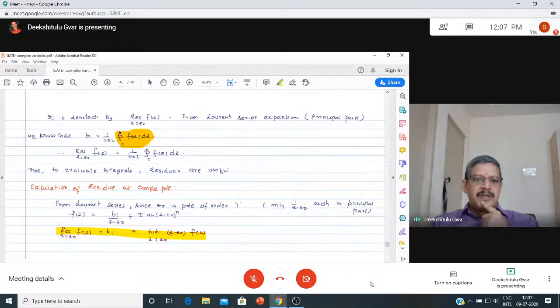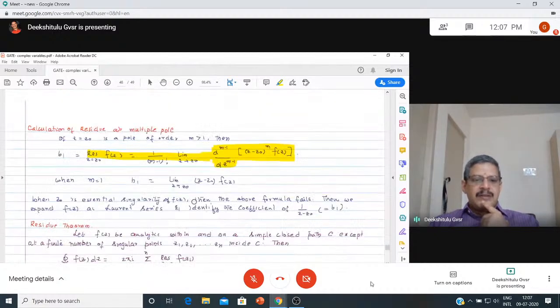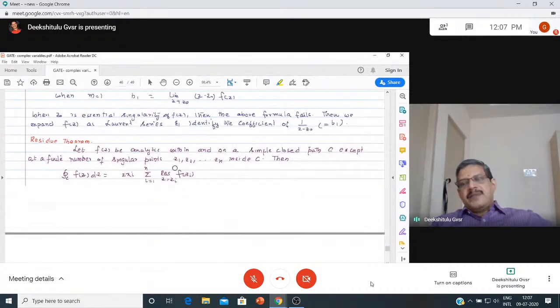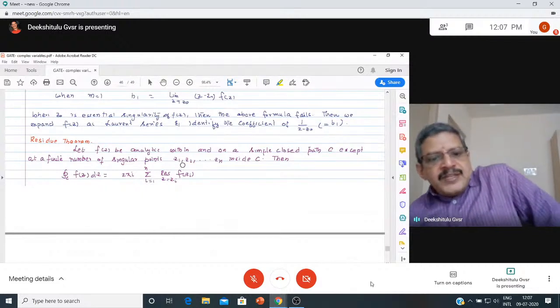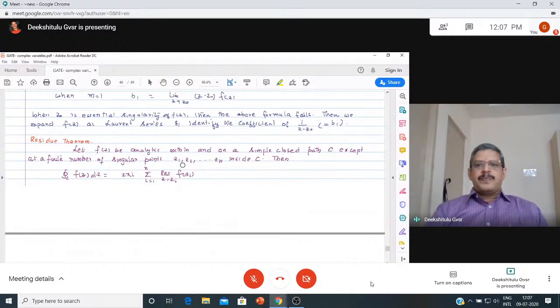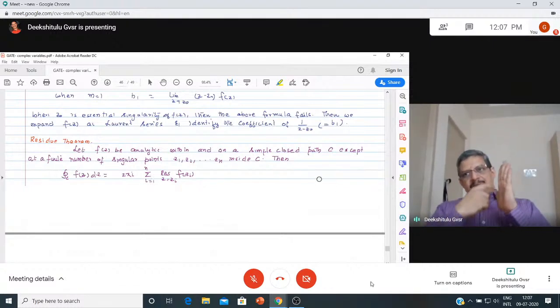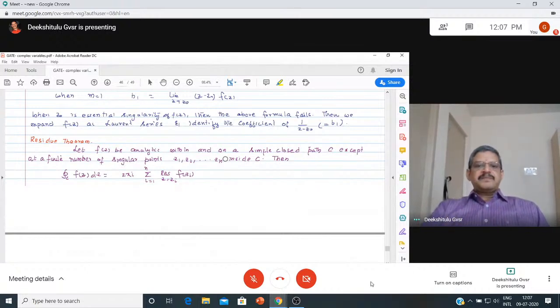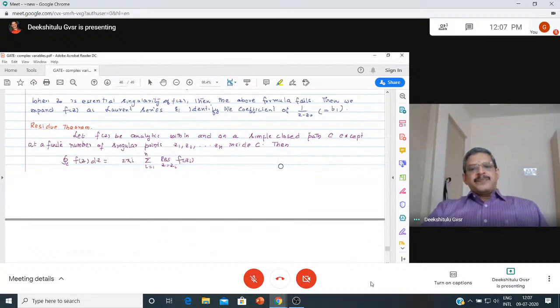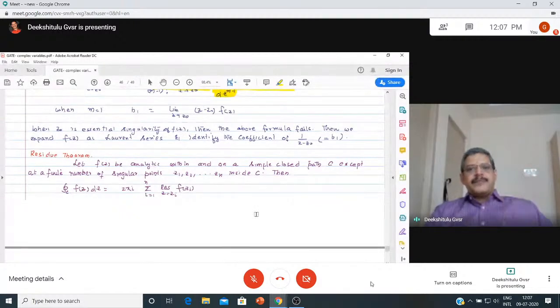That means you can evaluate the integral in terms of the residue b1. So basing on that, this residue theorem is formulated. Let f of z be analytic within a simple closed path C, except at a finite number of singular points. Let's say I have a curve like this, but there are some finite singular points within C: z1, z2, zn inside C.